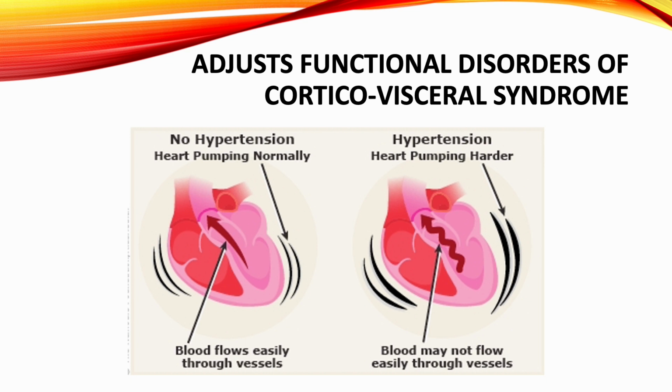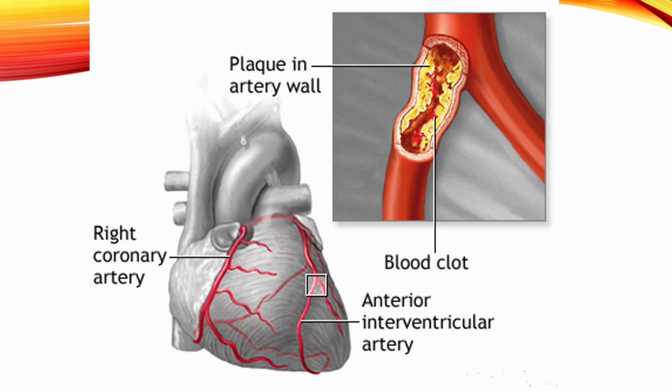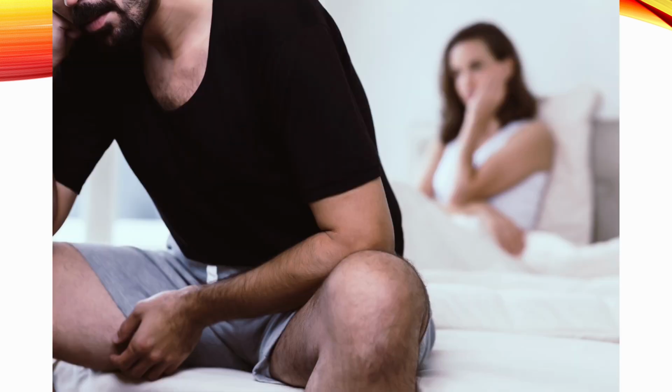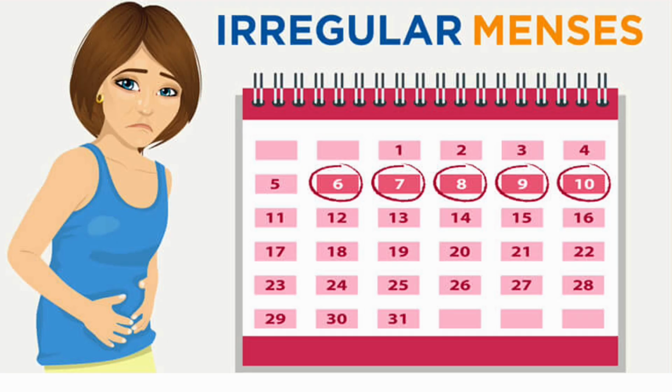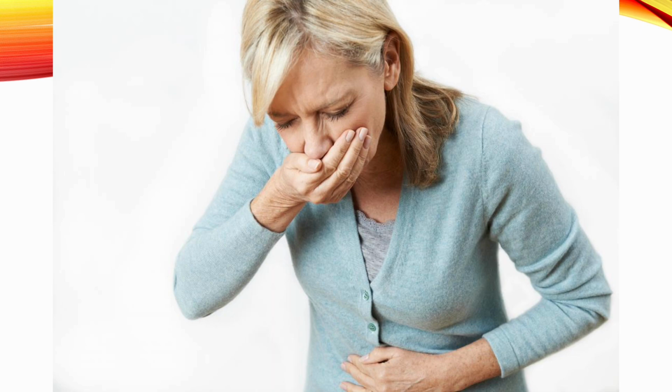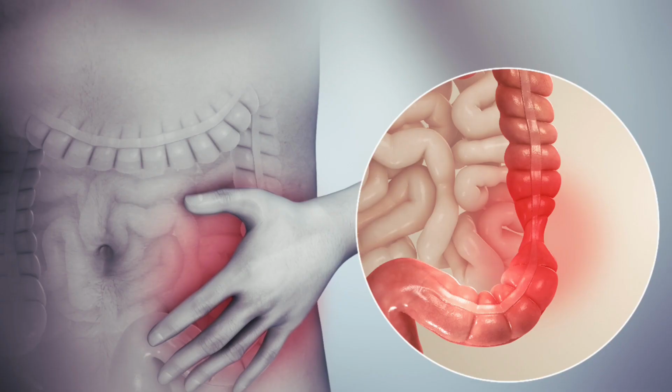Scalp acupuncture can adjust functional disorders of corticovisceral syndrome. It is used for high blood pressure, coronary heart disease, seizures, sexual dysfunction, irregular menses, vomiting, irritable bowel syndrome, and alopecia.